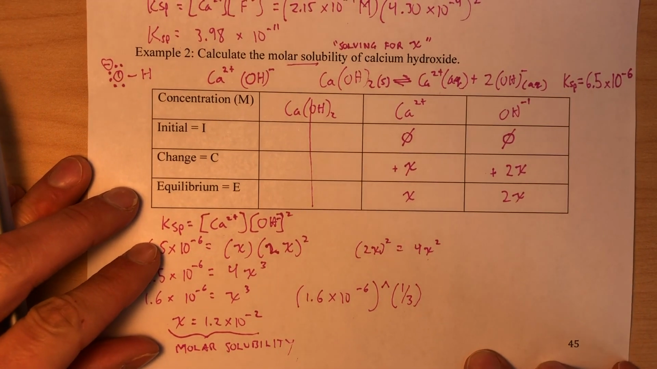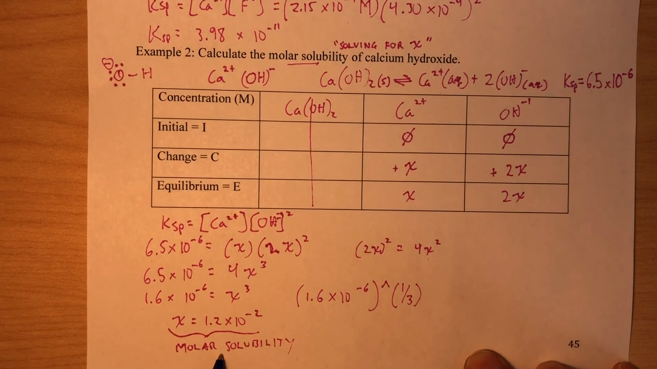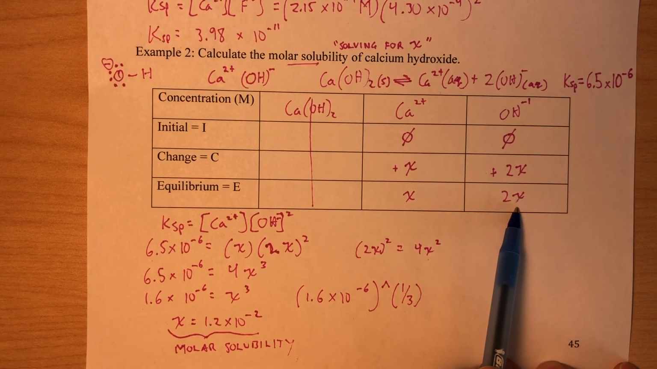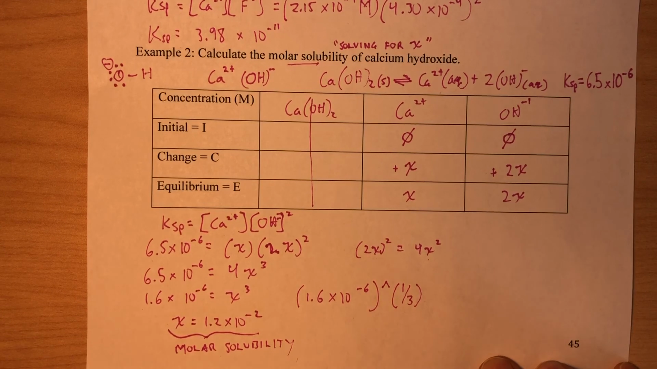The question asks for molar solubility, and we found that by calculating for X. We could then use our molar solubility to tell us what the concentration is for calcium 2+, which would just be 1.2 times 10 to the negative 2 molar, or the concentration of hydroxide at equilibrium, which would be 2 multiplied by our molar solubility.